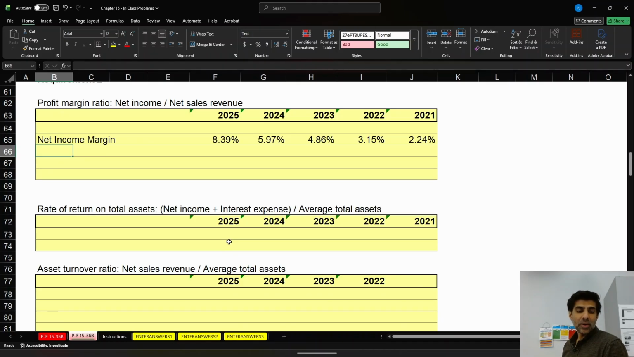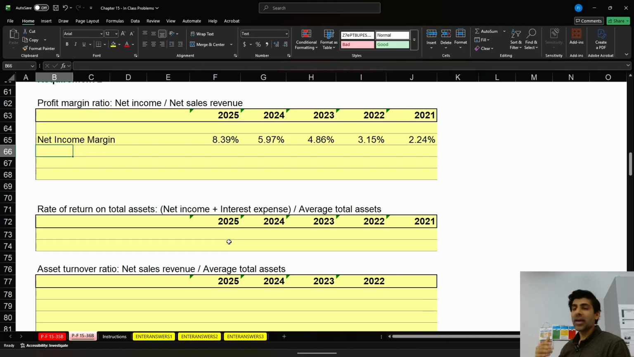Okay, so net income plus interest expense. Net income by itself is including interest expense. So why are we adding it back? What this ratio is trying to get to is, using our assets, how much income are we generating? Now, that question should not matter how we finance the assets, whether we borrowed money to get the assets, whether we financed it fully with stockholder equity. That should not sway how well our assets are performing.